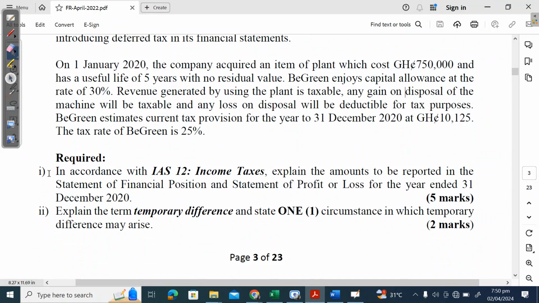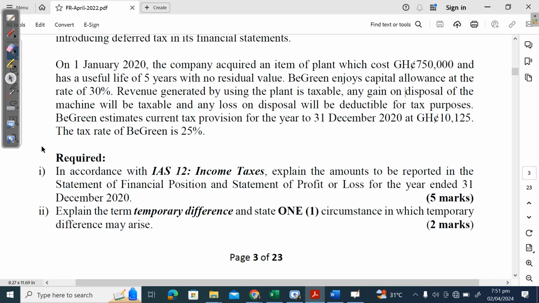Required: I. In accordance with IAS 12 income taxes, explain the amount to be reported in the Statement of Financial Position and Statement of Profit or Loss for the year ended 31st December 2020. II. Explain the term temporal difference and state one circumstance in which temporal difference may arise.